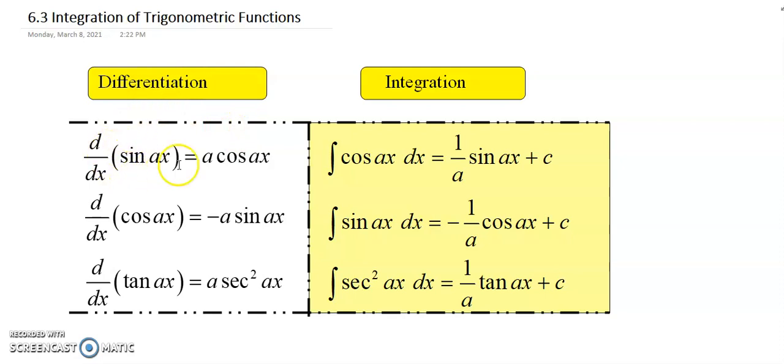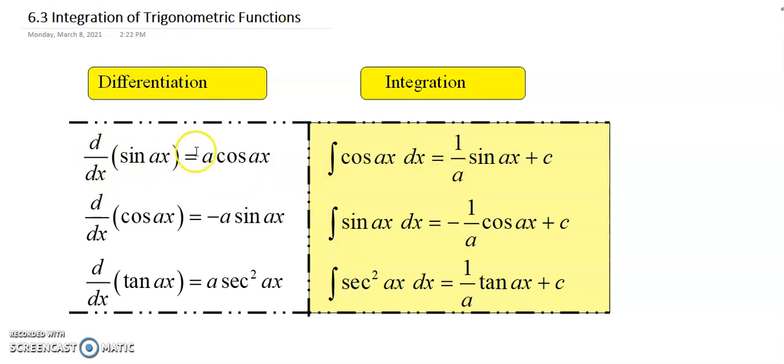To differentiate sine ax, you get a cos ax. Because differentiation and integration are reverse operations, if you integrate cos ax, you will get back your sine. And when you integrate both sides and move a to the other side, you get 1 over a. You can remember it like this.